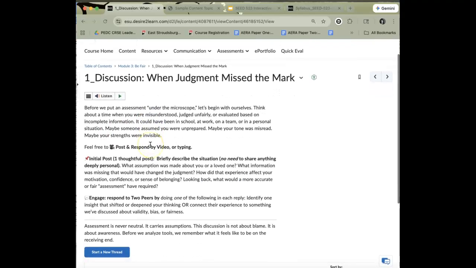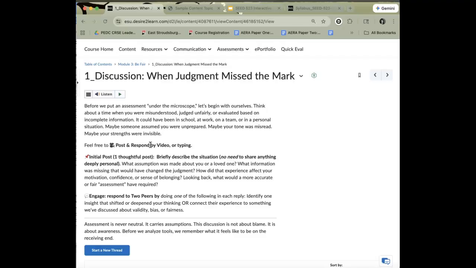The first thing that you'll do is think about your discussion right in here. Think about a time when the assessment really just missed the mark. An assumption that somebody made about you or a loved one, and what information would it be missing that possibly would have changed the judgment if they had known the information or saw it from a different perspective. How did that experience affect you, or your motivation, or your confidence, your sense of belonging, even those inward feelings? And also, looking back, could there have been something that would have been deemed a little more fair?